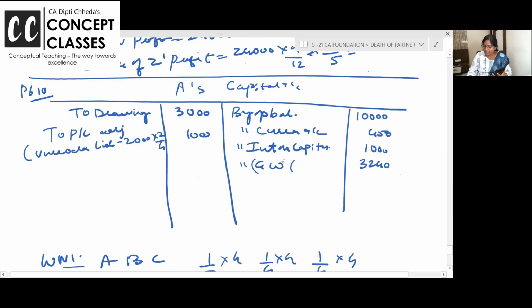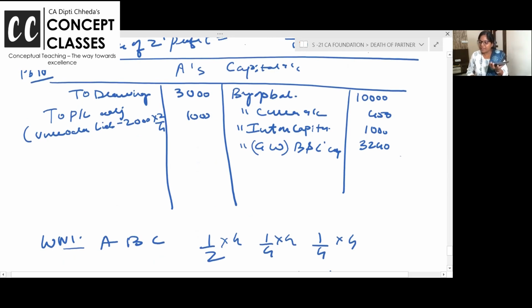By B and C. B and C is capital account. You can write combined. B and C will give in which ratio? Their old ratio, PSR, which is same, 1:1. So 3240 goodwill will come. Anyone in the class is having doubt for goodwill or clear?